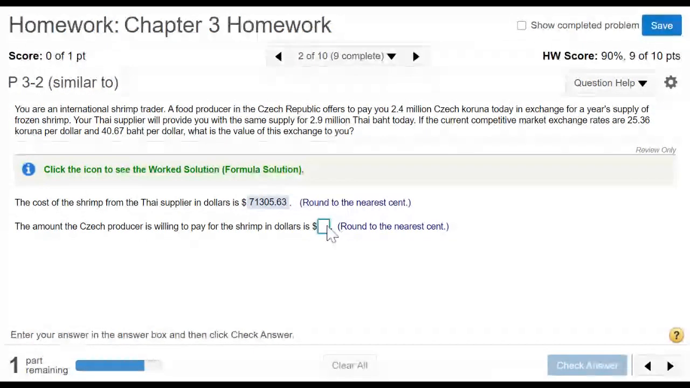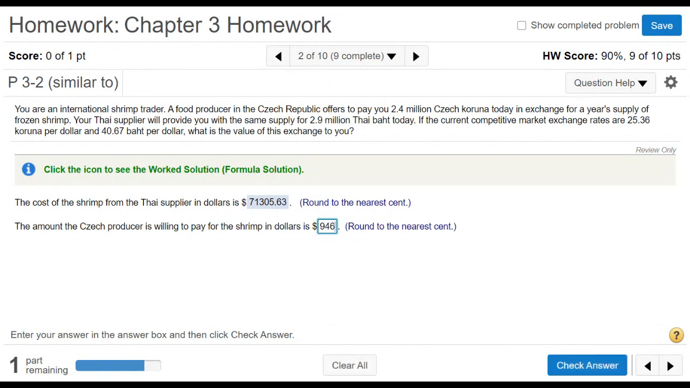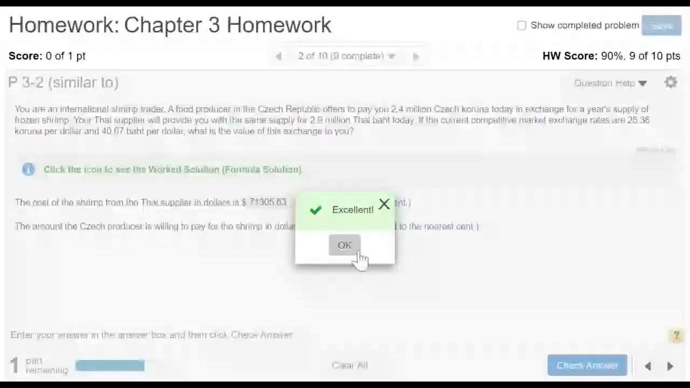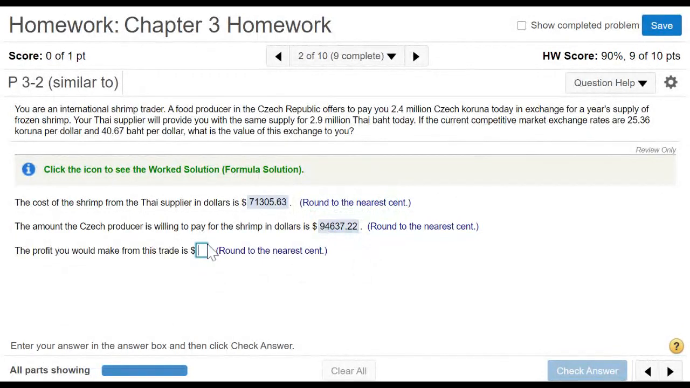Good. Now you move to the other side. What's the krona? 2,400,000 divided by 25.36. 94,637.22. Right. Now you've made your deal. Now how much did you make? You sold this to Costco and sold this to Olive Garden. What's the net profit here? 23,331.59.